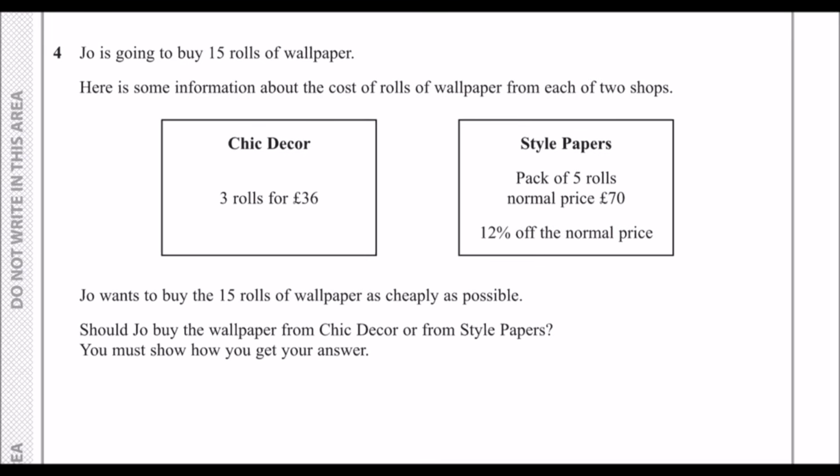Question 4. Joe is going to buy 15 rolls of wallpaper. Here is some information about the cost of the rolls of wallpaper from each of 2 shops. Chic Decor, we can get 3 rolls for £36, or Style Papers, 5 rolls is £70, but we've got a 12% off discount. Joe wants to buy the 15 rolls as cheaply as possible. Should Joe buy from Chic Decor or Style Papers? You must show how you get your answer.